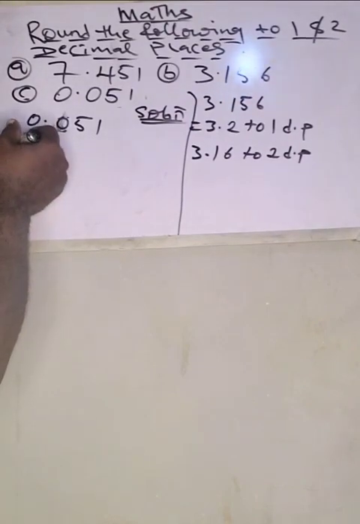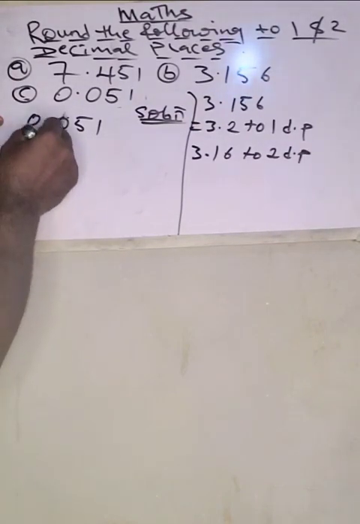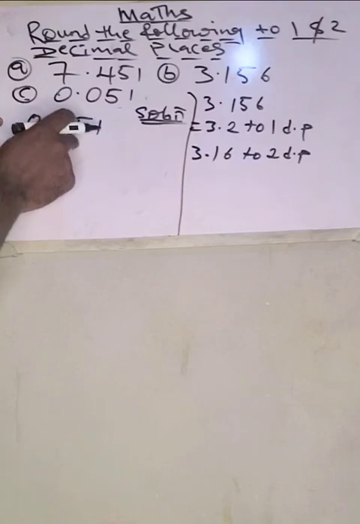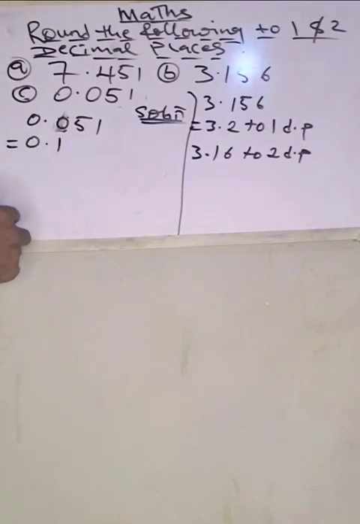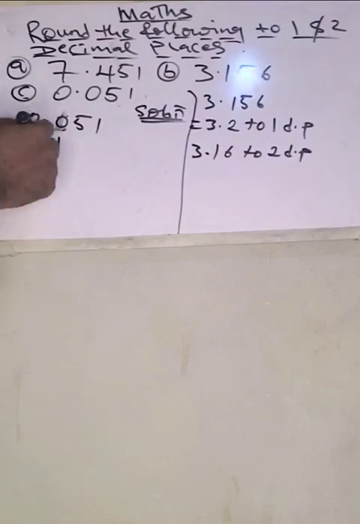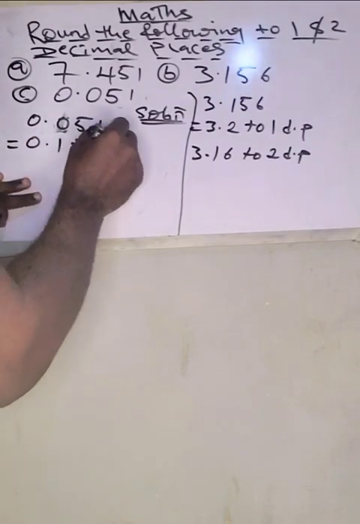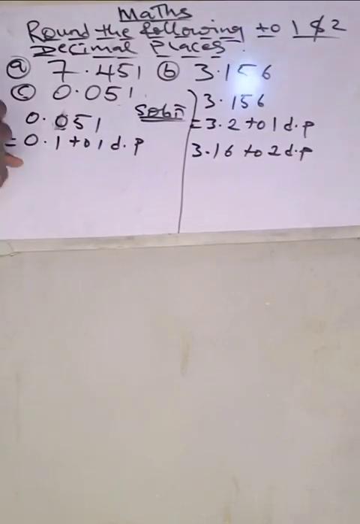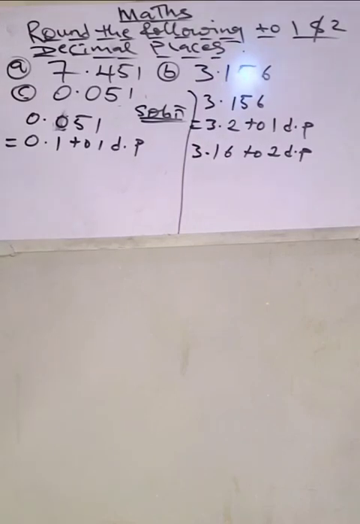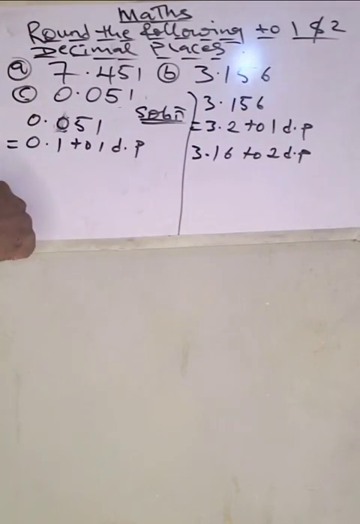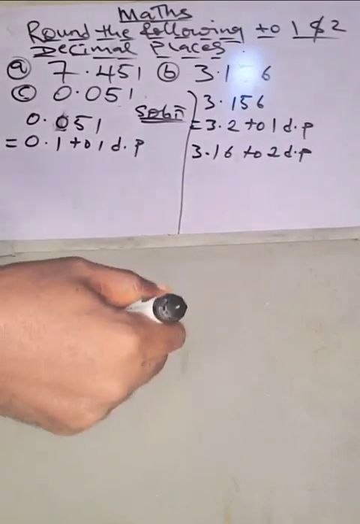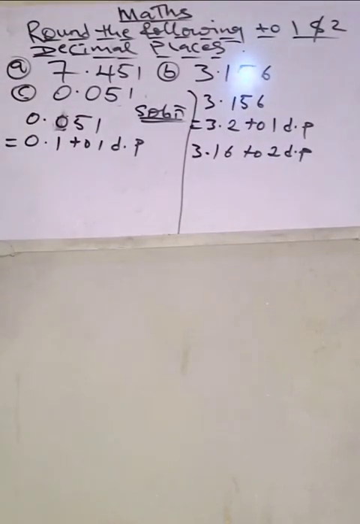So our final answer is, rounding 0 up is 1. Our final answer is 0.1 to 1 decimal place. Remember that our target is to have only one digit number after the decimal point. Let's round it up to 2 decimal places.